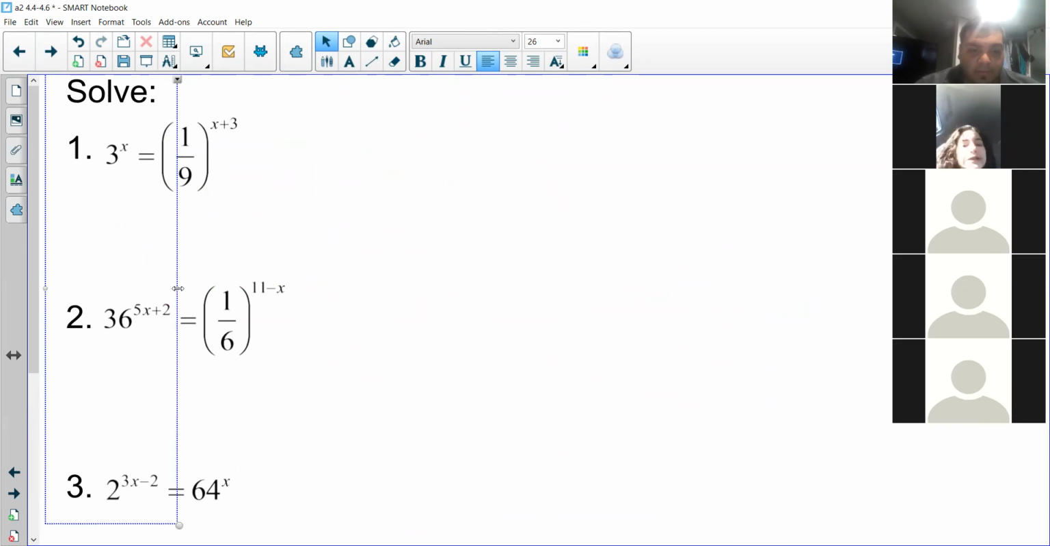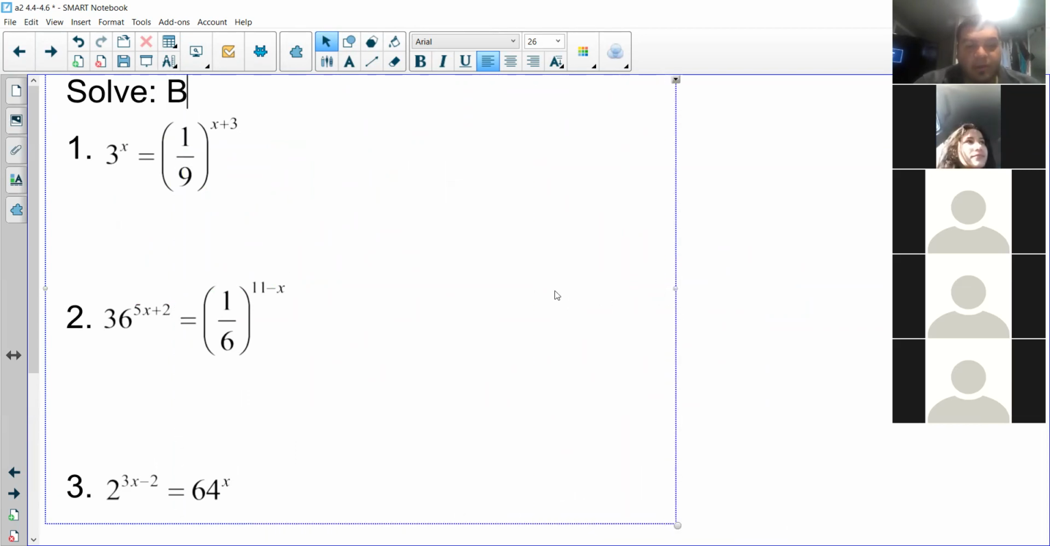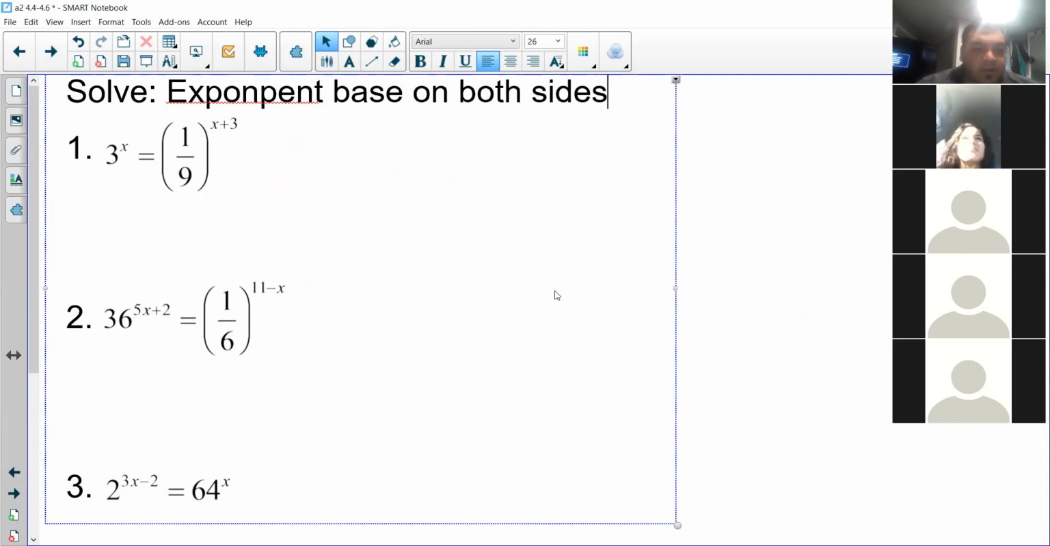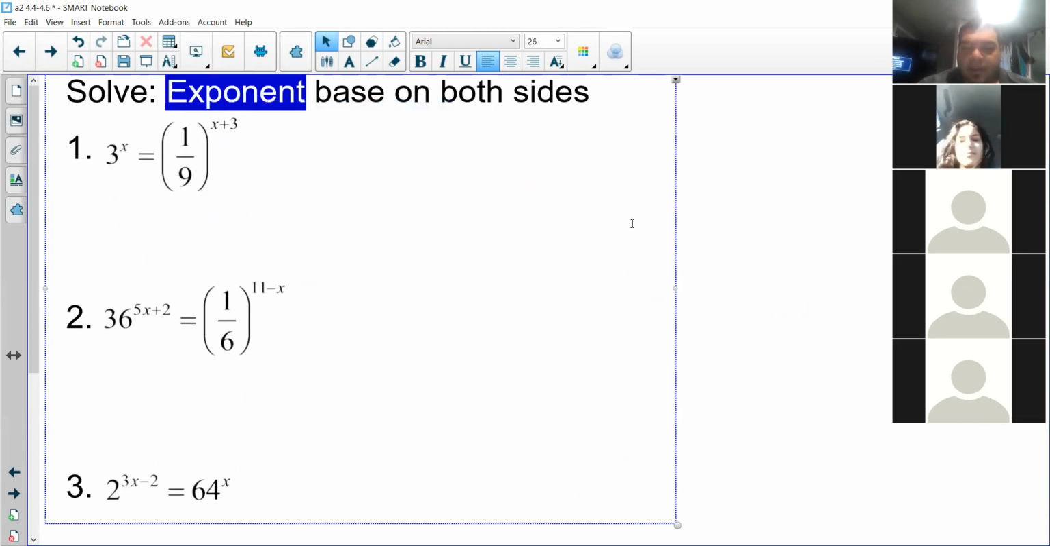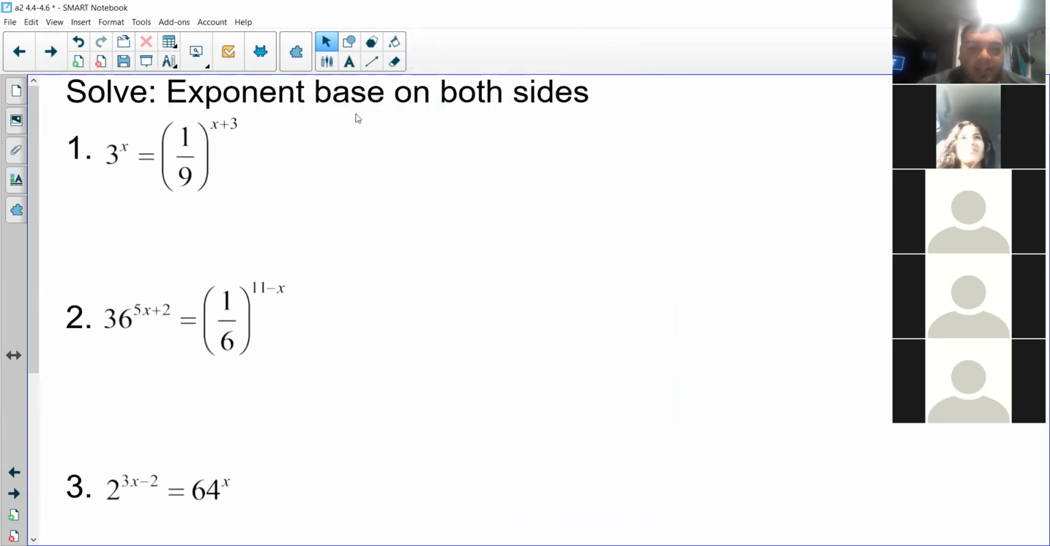So we're going to solve this one. We'll call this exponent base on both sides. And you know what? Do not write number 1. That's a lot harder than I want you to do. Let's do a very easy one first. So let me change the question here.